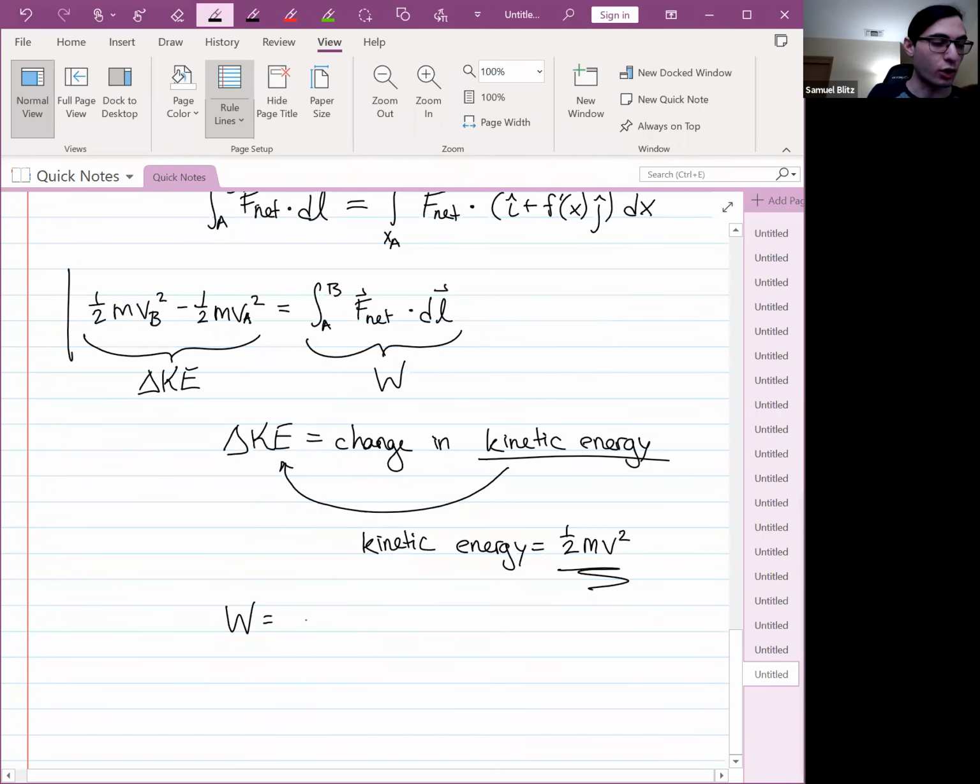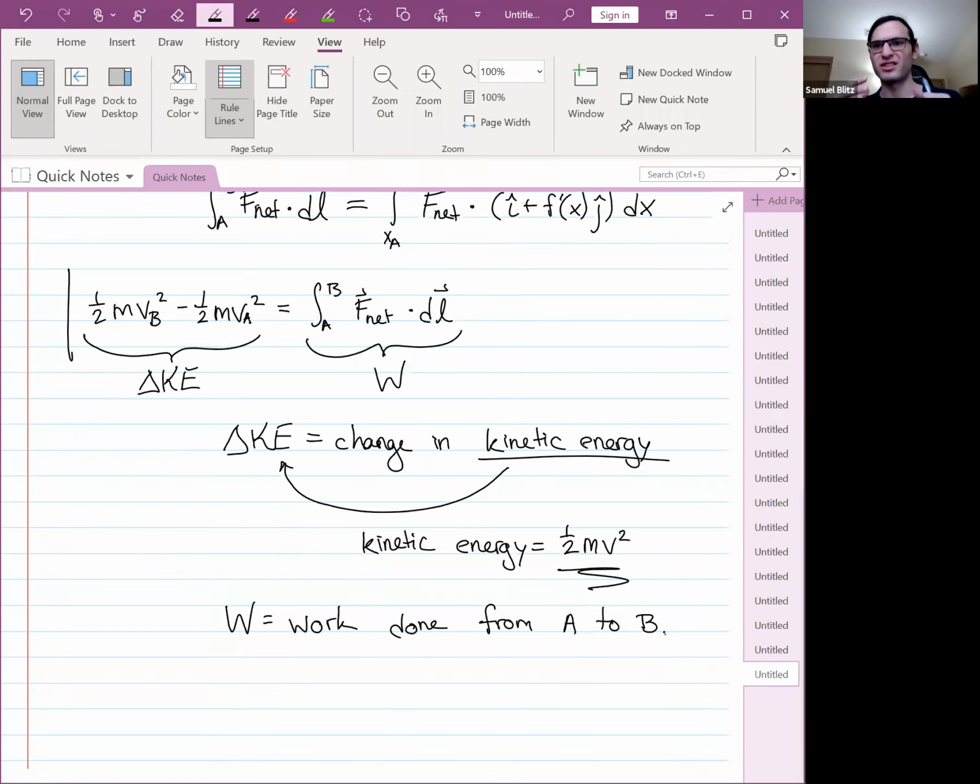W stands for work, and in particular, it stands for work done from A to B. So a force or multiple forces do work on the object. Work is like a change in something. It's some physical thing that happens and changes the object, and it takes place between two places. So when you're pushing a block, you are doing work from where you started to where you end. And that work that you're applying changes the kinetic energy of that block.